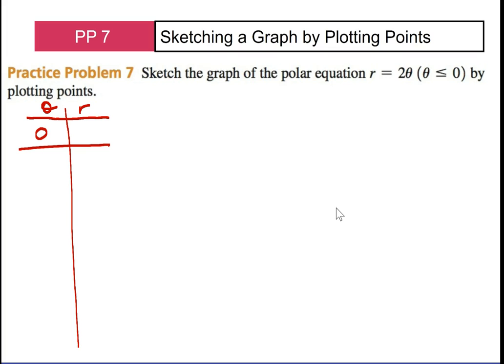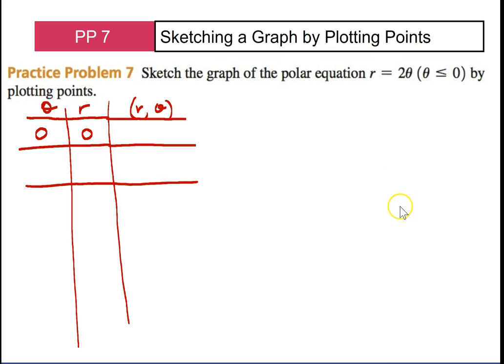So we could plug in a 0 into here. And if we plug in 0, notice the relationship is just double, right? You get whatever your angle is, you double it. So 0 times 2 is still 0. So now we're going to plot our coordinates here. Remember, coordinates are r, theta, not theta, r. Even though we plug in for theta, we get the r value. The way we write the coordinates is r comma theta.